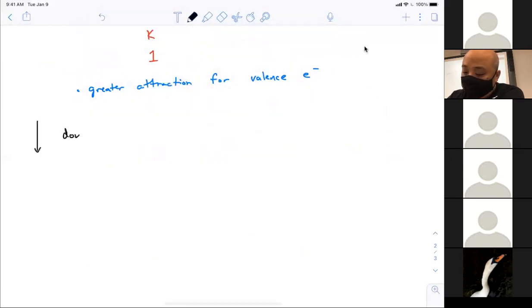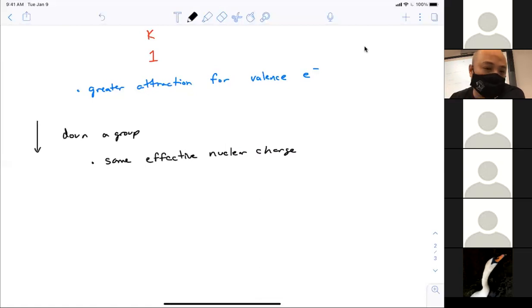As you go down a group, you have the same effective nuclear charge, because you have the same number of valence electrons, so therefore you have the same number of protons pulling on those valence electrons. What changes is different energy levels.